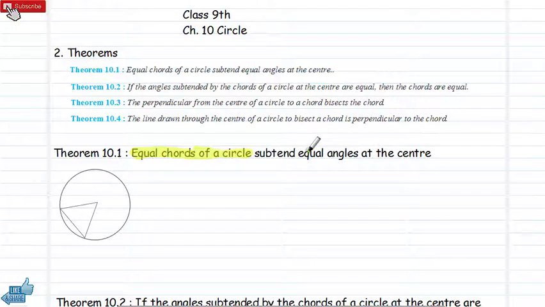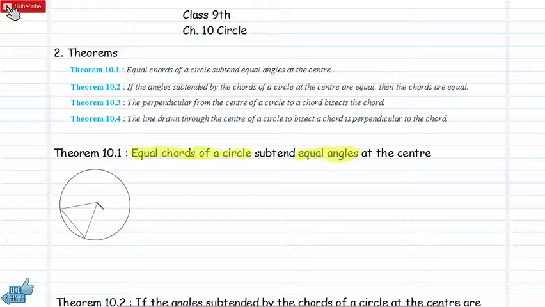So in this theorem, equal chords of a circle is given, and the last part is what you have to prove. What is the last part? That they subtend equal angles at the center. So you have to prove that the angles are equal. What is the method to write the theorem? First of all, draw the diagram. Here the diagram is insufficient because I drew only one triangle. Now I am going to draw another triangle also.